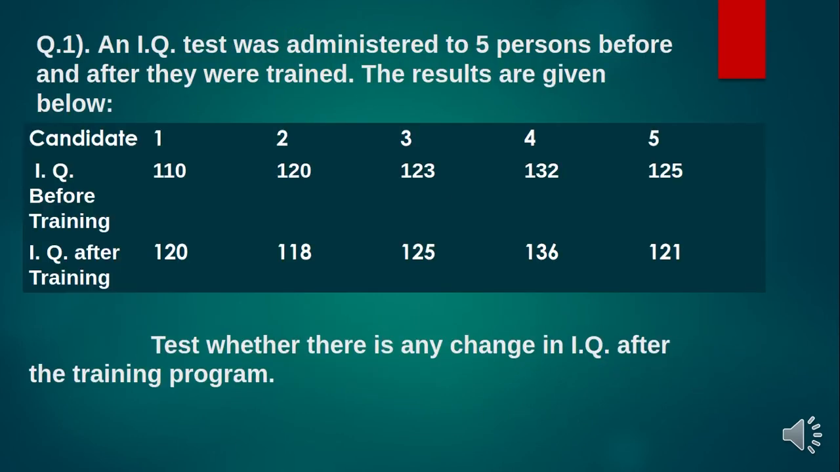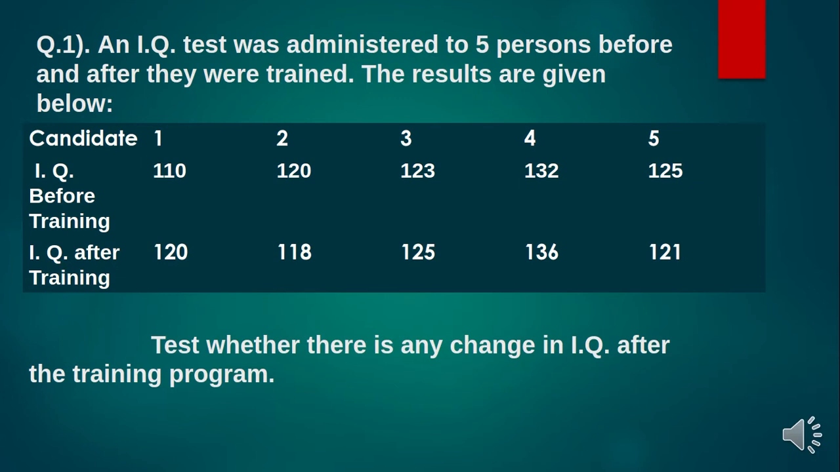Let's solve one problem related to this topic. First question: an IQ test was administered to 5 candidates before and after they were trained. The results are given below. There are 5 candidates.